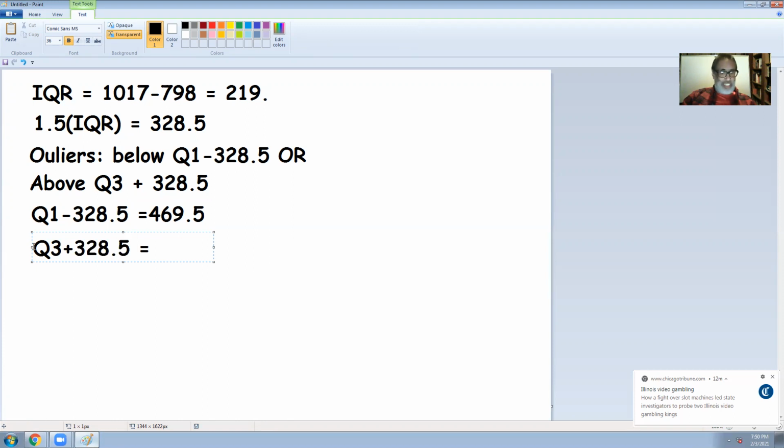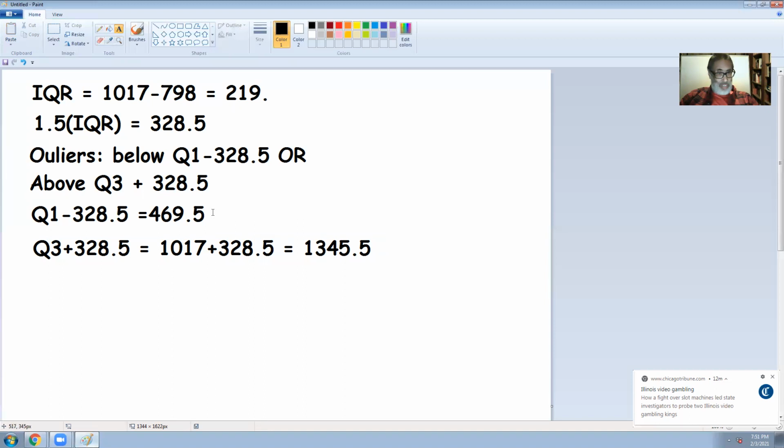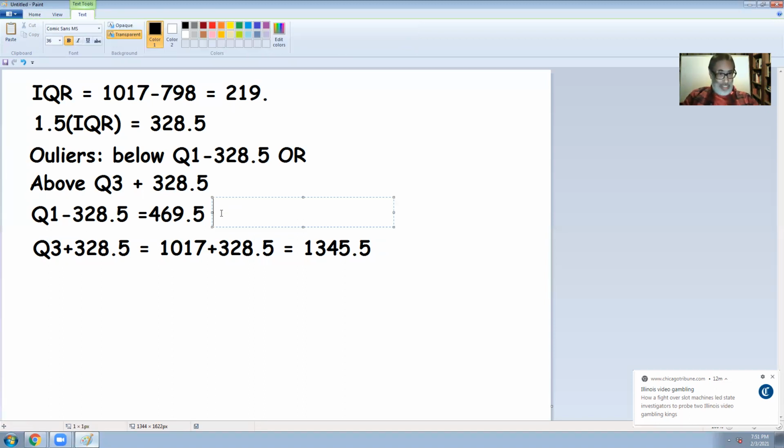that's going to be 1017. I'll just go ahead then. Okay. Right here, 1017 plus 328.5 is equal to 1345.5. 1345.5. Make sure that's it. I can barely see. Yeah. This quartile 1, of course, is 798 minus 328.5. And I'll spread this out a little bit. That's how you arrived at that. So those are the two numbers.